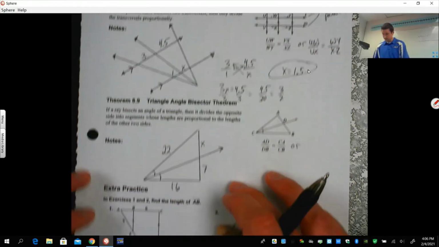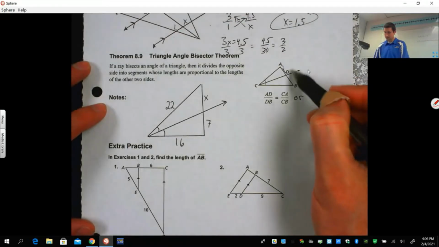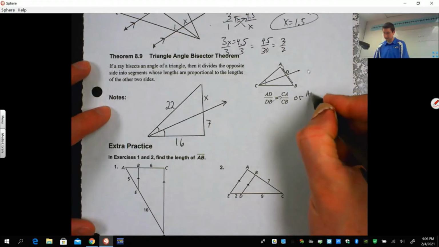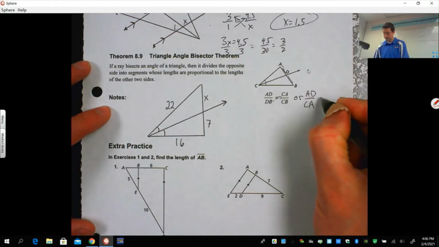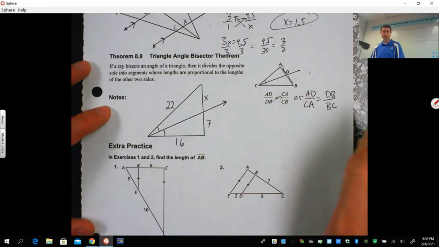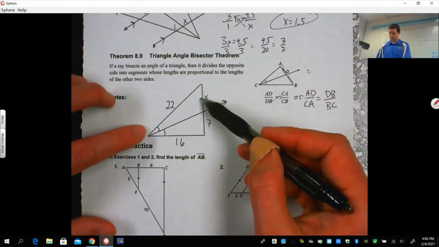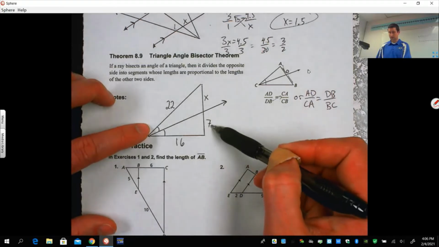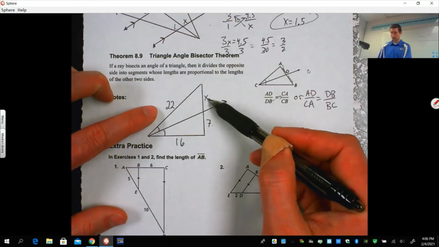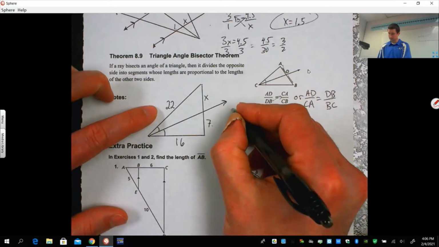Triangle angle bisector theorem. This is one we saw earlier. We have AD over DB equals CA over CB. Again, interchange those. We could say AD over CA equals DB over BC, or CB. So you have different ways to set this up. When we have this, we're looking for x. I could say x over 7 equals 22 over 16. 22 would have to be on top because it corresponds with the x. Or I could say x over 22 equals 7 over 16. Okay, so let's just go that way.